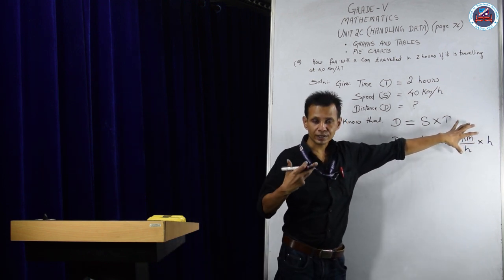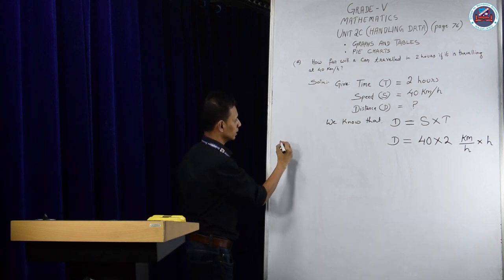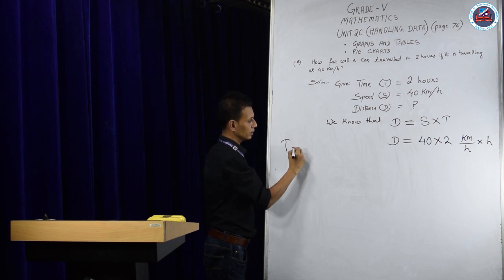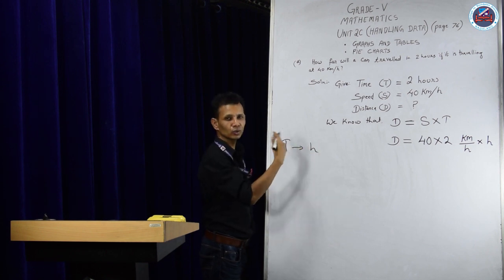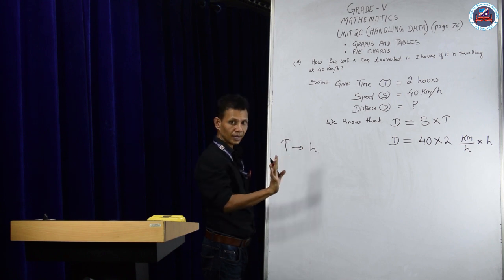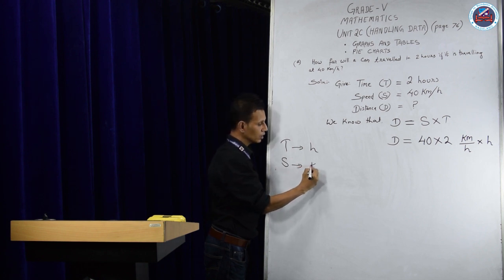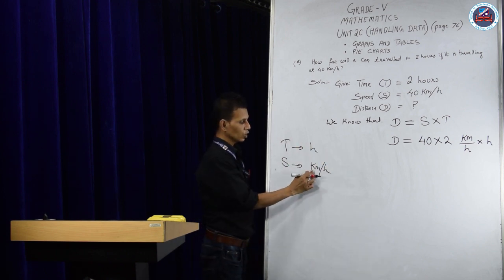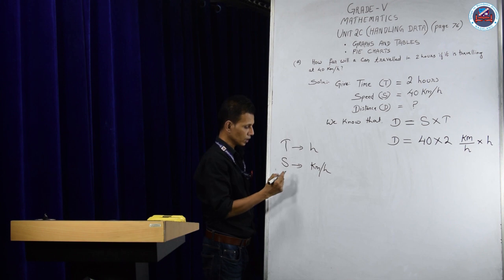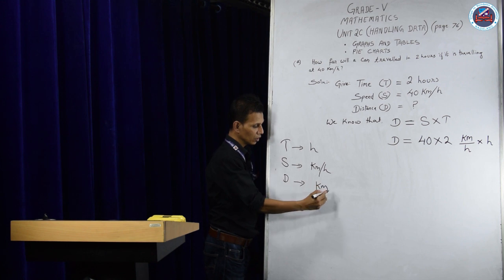I'm going to calculate even the units, because many students get confused here. One thing to remember: in time you will see hour, 2 hour, 5 hour, 7 hour, 1/3 hour, got it? In speed you will see the unit kilometer per hour. Got it? Kilometer per hour will be there in speed. Now what about distance? In distance, there will be only kilometer, right?